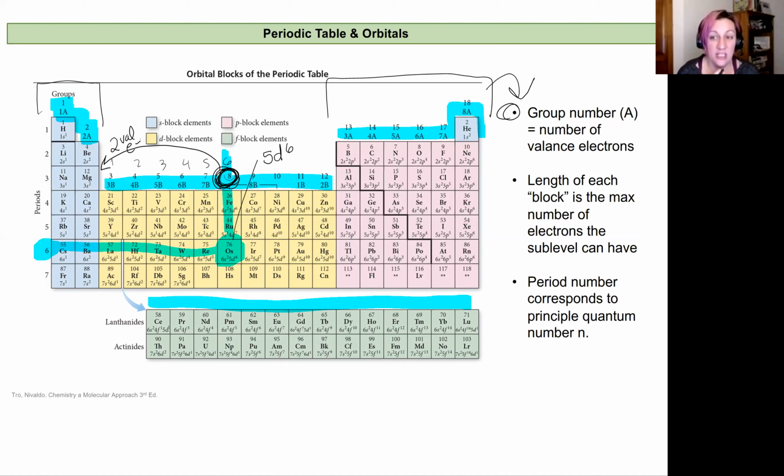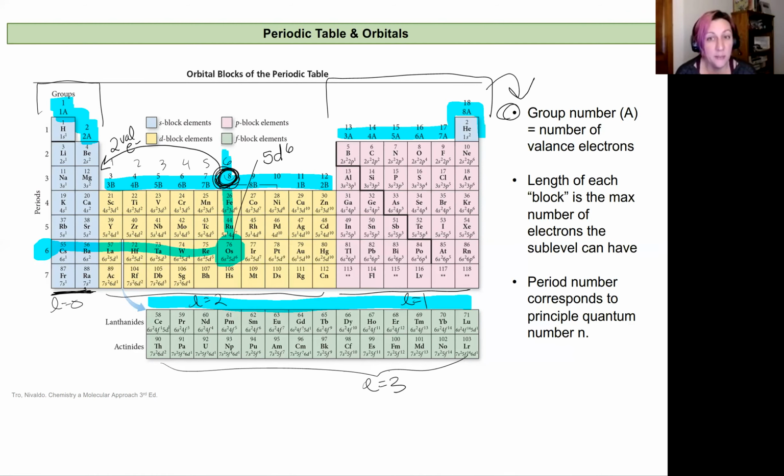Also, the length of each block of these elements corresponds with the number of electrons in the sublevels. So the s sublevel, or l equals 0, can always have 2 electrons. l equals 1 can always have 6 electrons in 3 orbitals. For d, they can always have 10 electrons for l equals 2 in 5 orbitals, and f can have 14 for l equals 3 within the 7 orbitals that it creates.